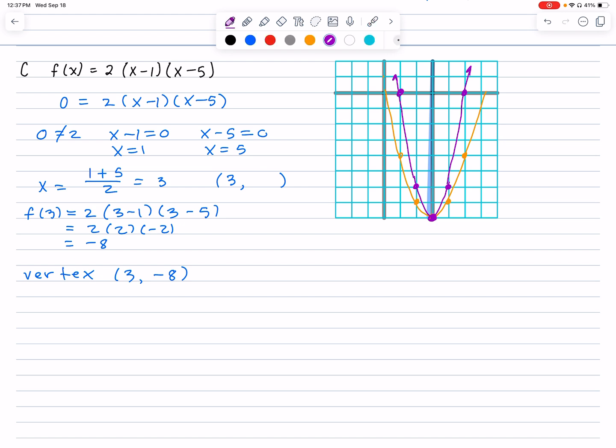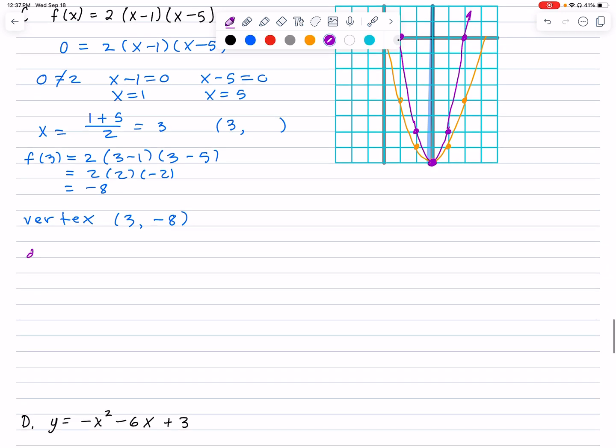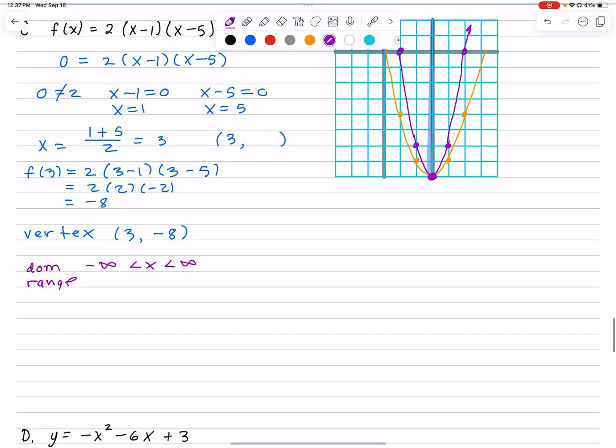So I'm going to go a little faster on this. So our domain, same as it was before, negative infinity all the way to positive infinity. Our range, in this case, we have a lowest point on the graph, so y is greater than or equal to the y coordinate of the vertex, which we said was -8.